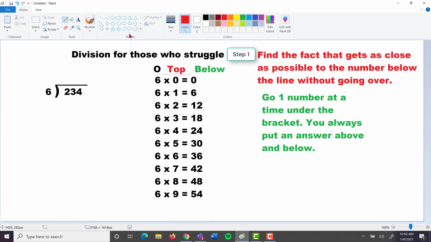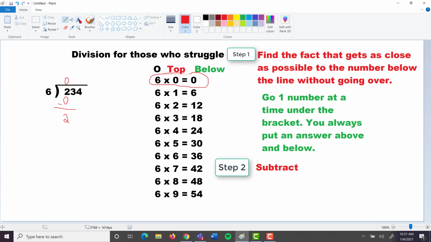So I'm going to circle this fact and I'm going to put my numbers where they belong. So 0 goes up top. It goes over the number I'm trying to go into. And then the answer, 0, goes below. Once I've done that, I subtract. So I'm going to draw my line and I'm going to subtract. 2 minus 0 is 2.